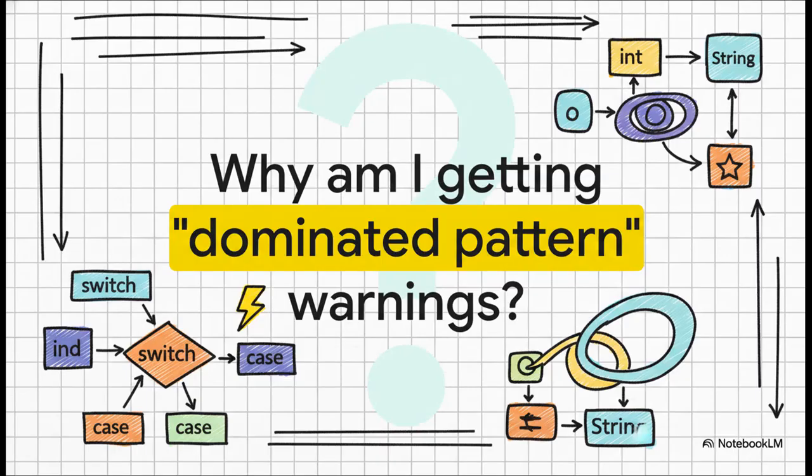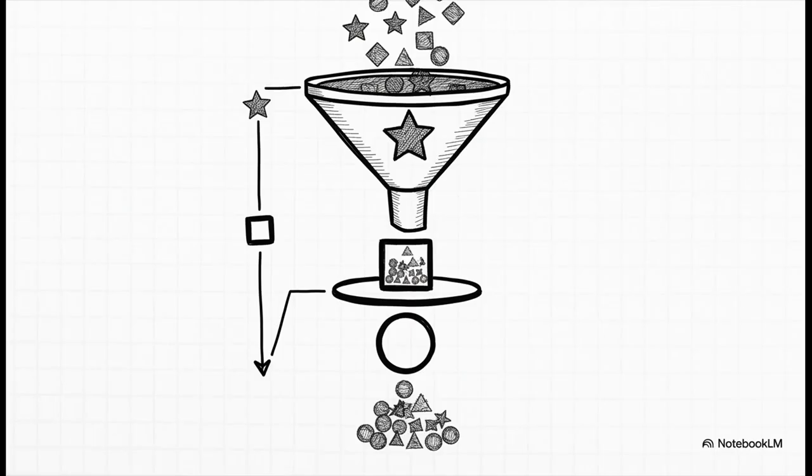Okay, now I can almost guarantee that as you start using pattern matching, you're going to run into this one specific compiler warning, dominated pattern. And you're going to think, what on earth does that even mean? It's actually pretty simple. It just means your case order is wrong.